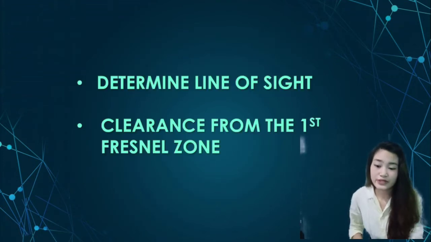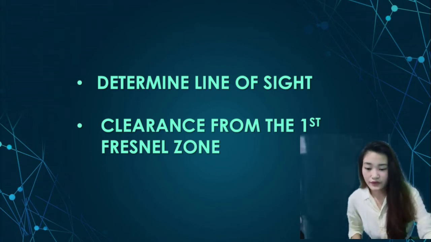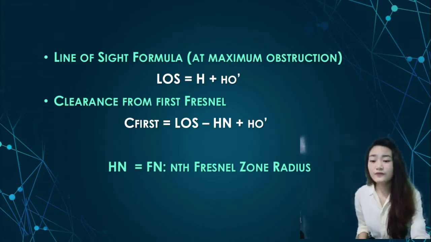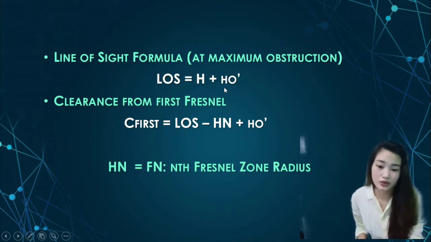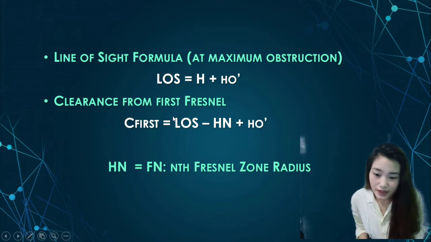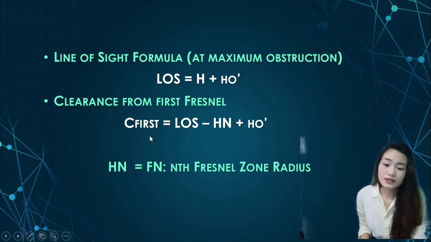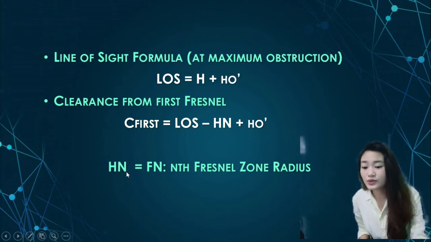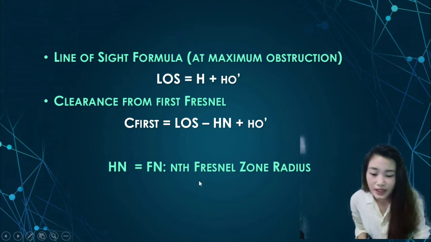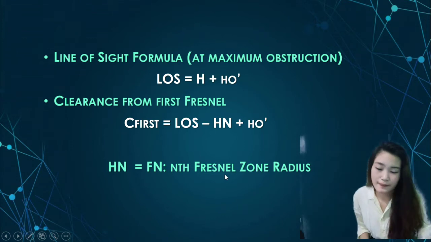Determine the line of sight clearance from the first Fresnel zone. Line of sight formula at maximum obstruction, or LOS, is equal to H plus H0. Clearance from the first Fresnel, C first, is equal to LOS minus HN plus H0. HN is equal to FN, the Fresnel zone radius.